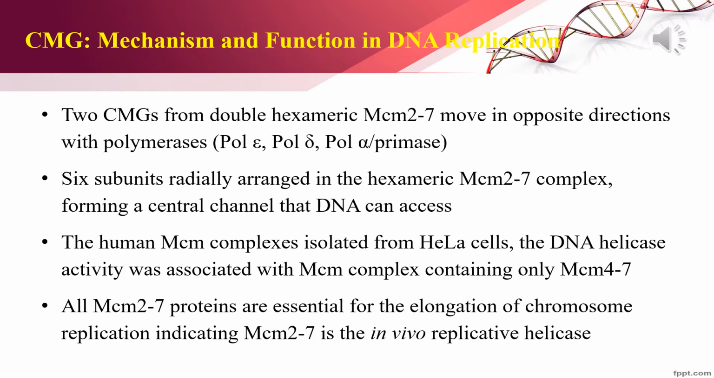Six subunits are arranged in the hexameric MCM2-7 complex, forming a central channel that DNA can access. The human MCM complexes were isolated from HeLa cells. The DNA helicase activity was associated with an MCM complex containing only MCM4-7. All MCM2-7 proteins are essential for the elongation of chromosome replication, indicating MCM2-7 is the in vivo replicative helicase.